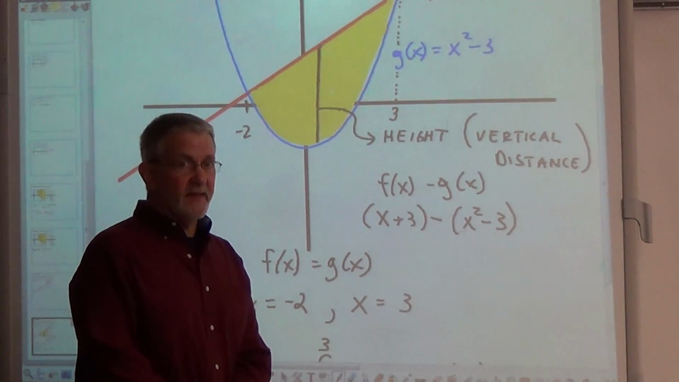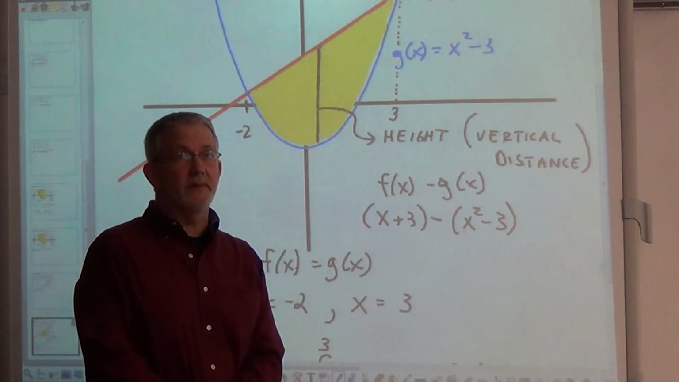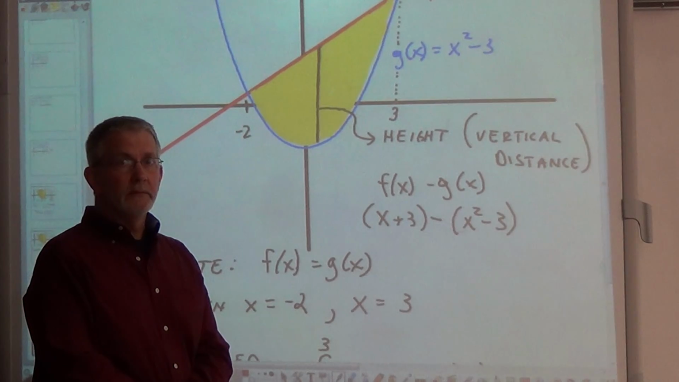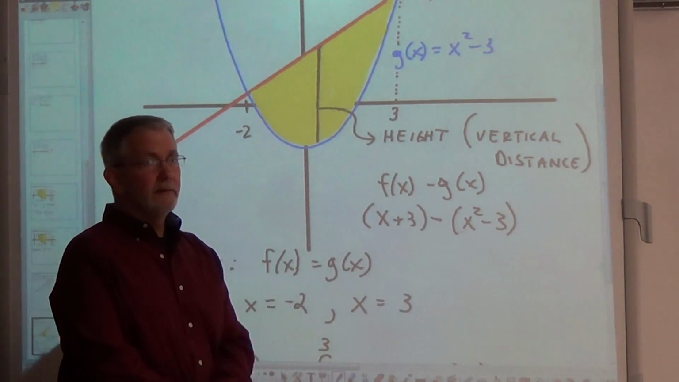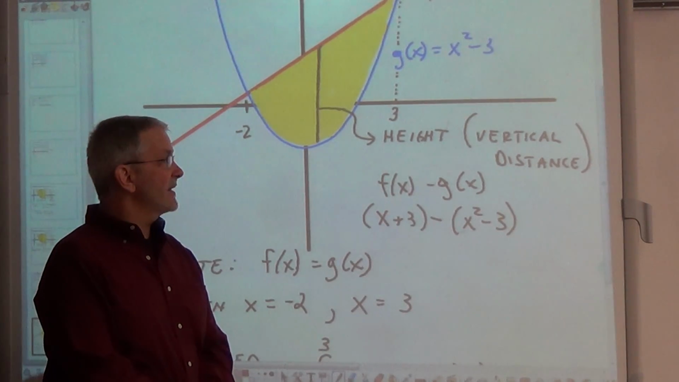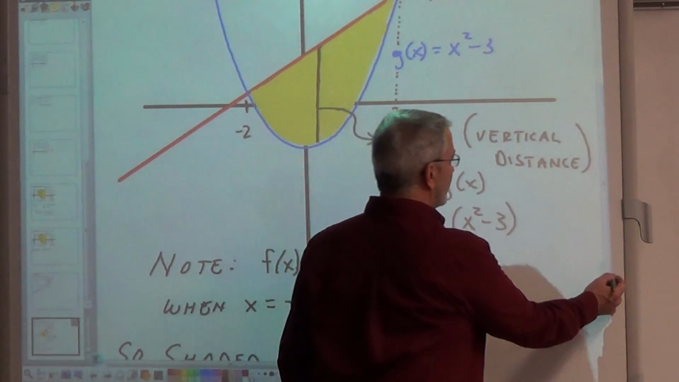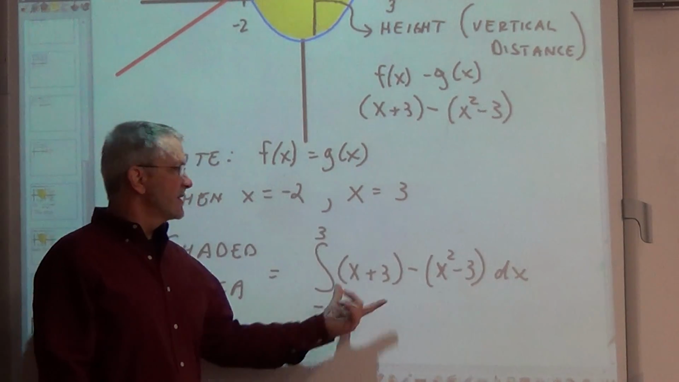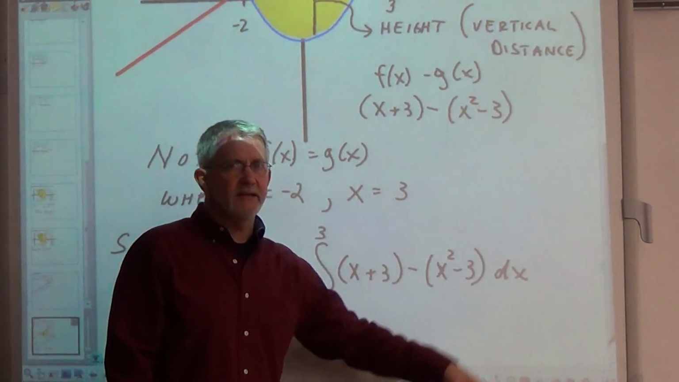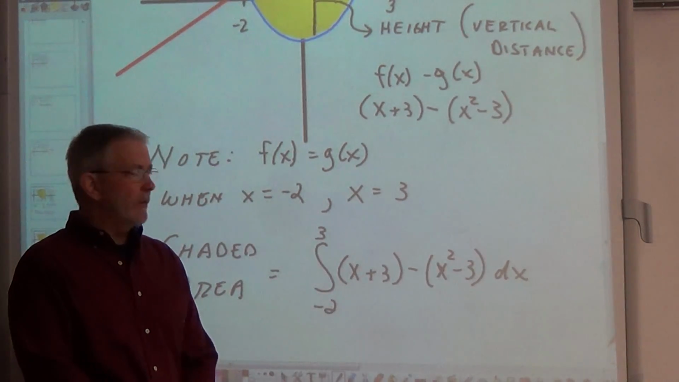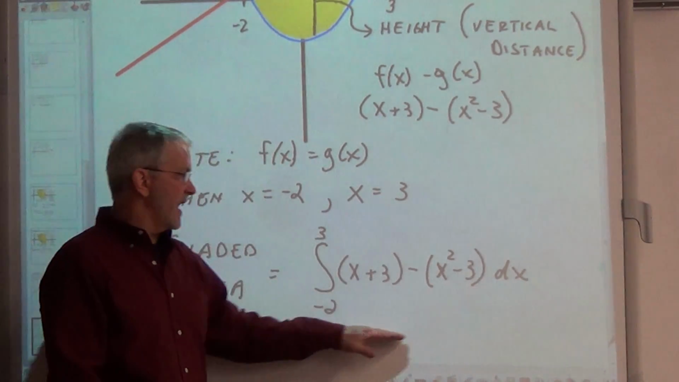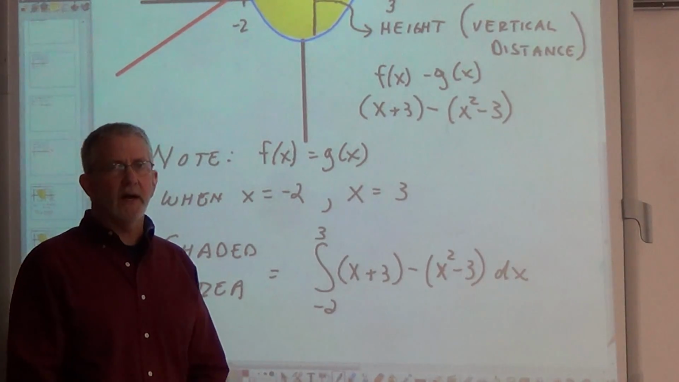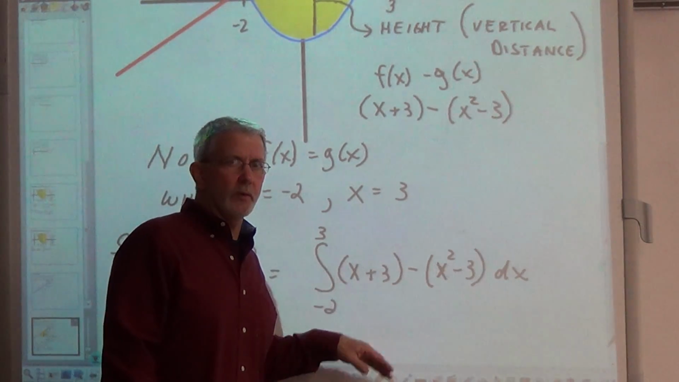And so this yellow area is simply going to be the integral from the lower limit, negative 2, to the upper limit, 3, of the top minus the bottom. So the shaded area is the integral from negative 2 to 3 of top minus bottom, dx. You can either use the analytical version of the fundamental theorem to evaluate that or stick it in your calculator. This is what's going to be most important for you.